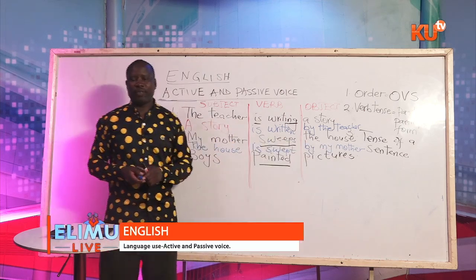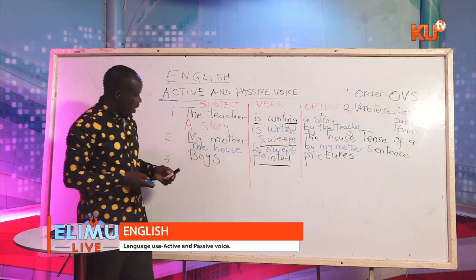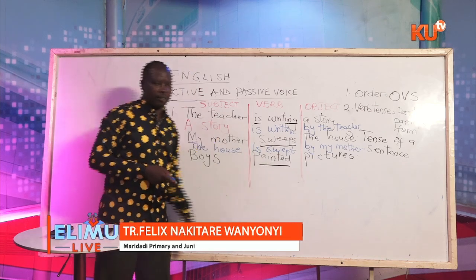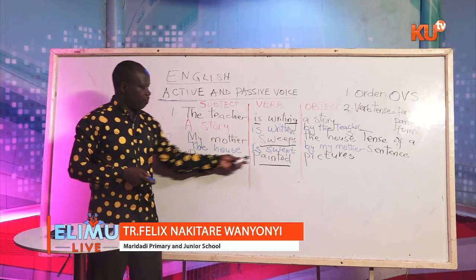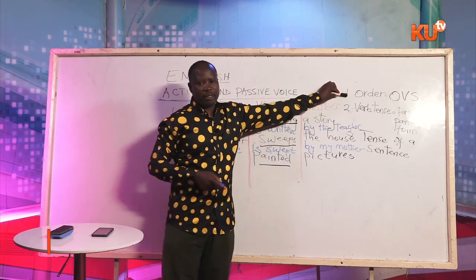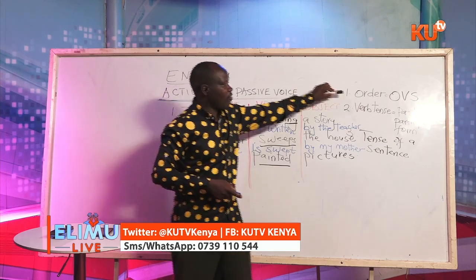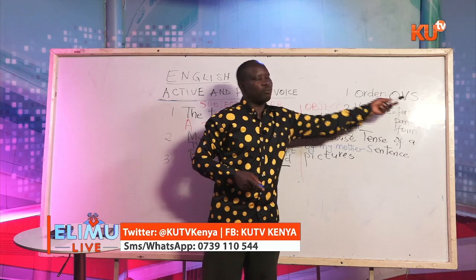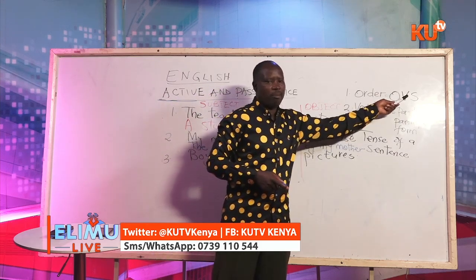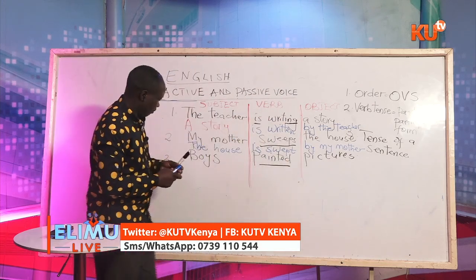Let's go to sentence number 3, where we have boys painted pictures. Boys painted pictures. We come to rule number 1. We look at the order. And the order is OVS. I usually say it is obvious because it is very simple. OVS or obvious. Object, verb, subject. So we come to our object, pictures.